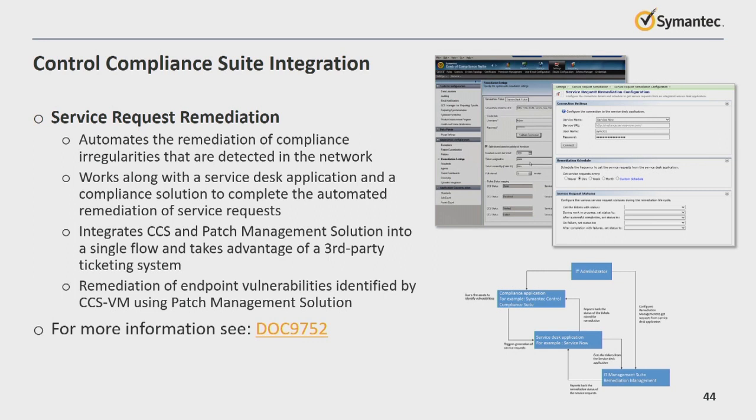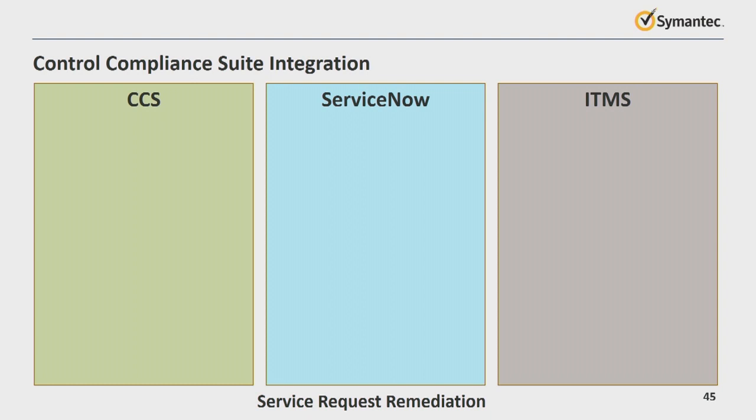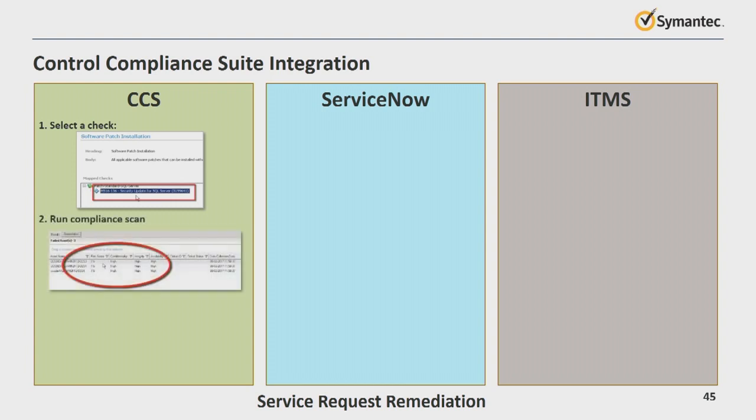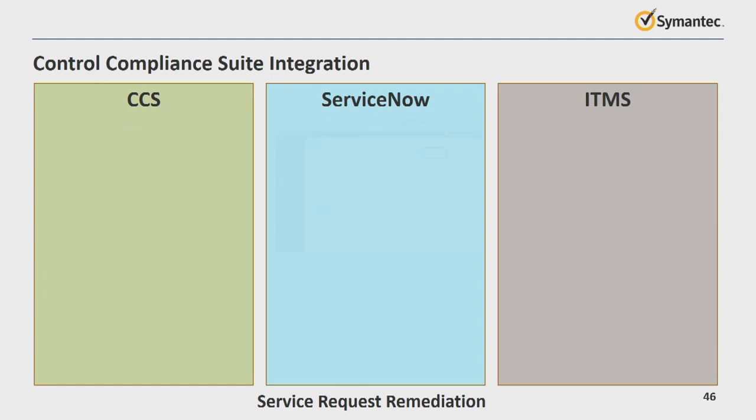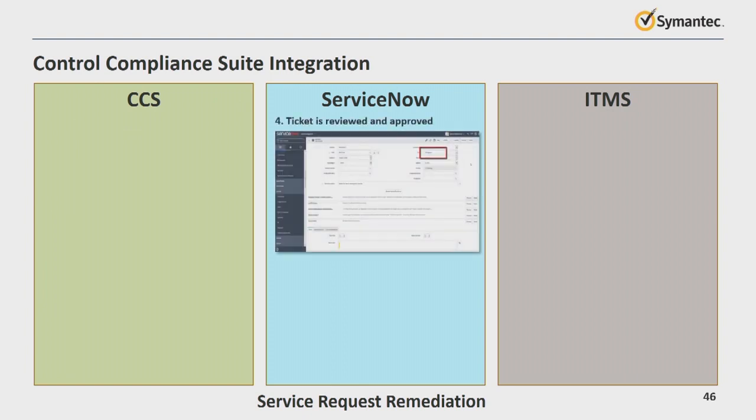Well, there's a doc, 9752, if you need to learn about it. So basically in CCS, you set yourself up a check, look for a certain patch or whatever it might be. You run a compliance scan on CCS, okay, and you trigger it to auto log tickets in ServiceNow, right? So ServiceNow will go through, create a ticket, and it'll go through its normal process, who it gets assigned to, change the status, so on and so forth, okay?